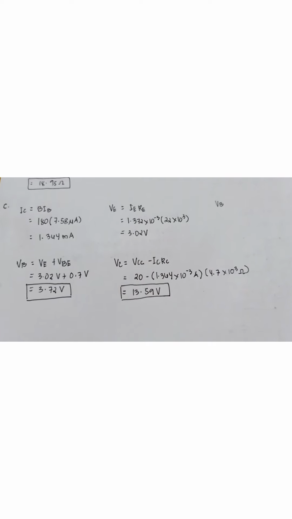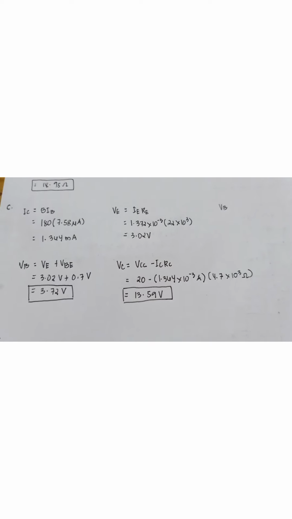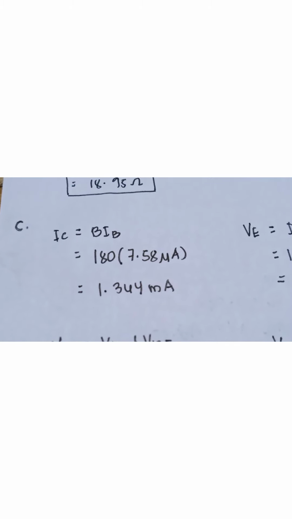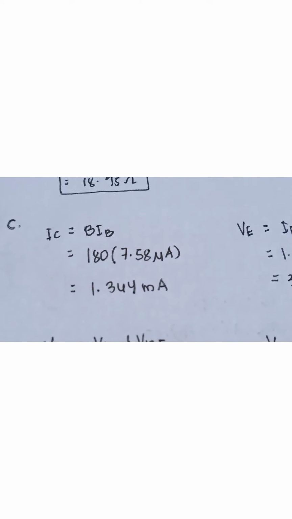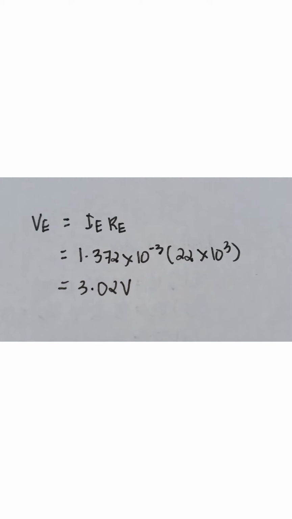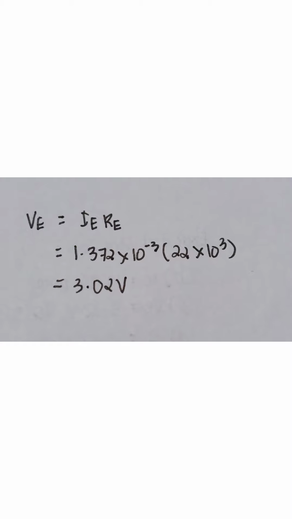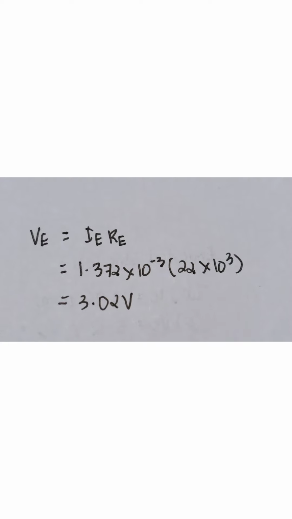So in order to calculate base voltage and collector voltage, we need to solve first for IC and VE, or the collector current and emitter voltage. In getting the value for IC, we have beta times IB, 180 times 7.58 microamps. So the value for IC is 1.364 milliamps. For VE, we have IE times RE: 1.372 times 10 to the power of negative 3 times 2.2 times 10 to the power of 3. So the value for VE is 3.02 volts.